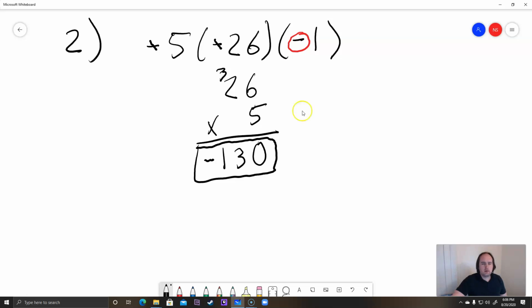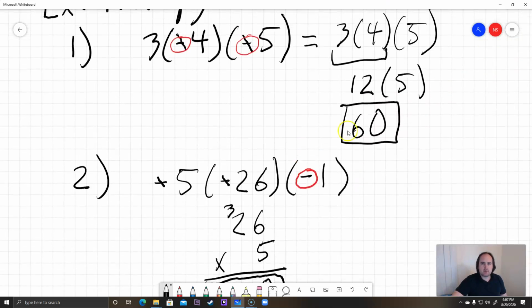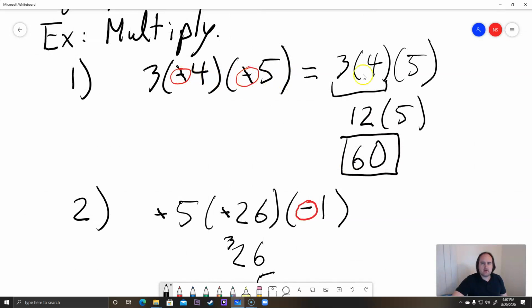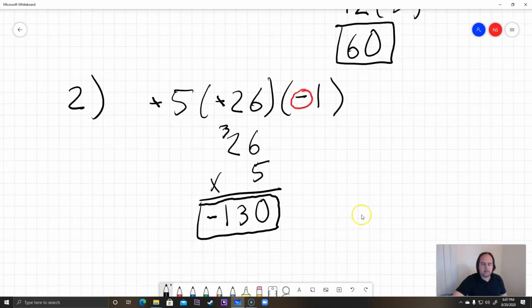Okay? And so that time we had 3 minuses. 2 of them canceled out, but then there was 1 left over. If there's 1 minus left over, you know that your answer is negative. Whereas in problem number 1, we actually had no minuses left over, so our answer was positive. All right.